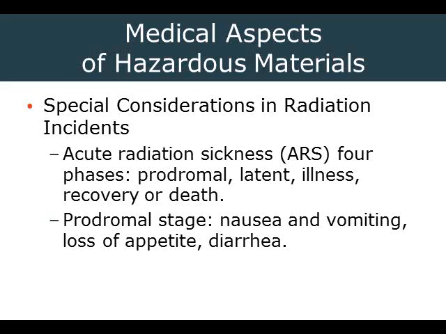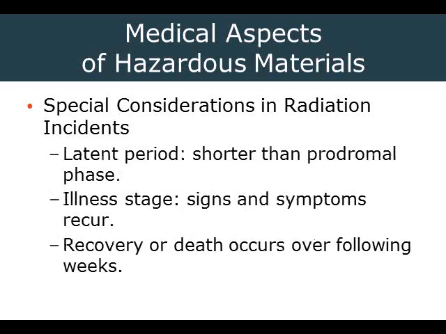Acute radiation sickness has four phases: prodromal, latent, illness, and recovery or death. The prodromal stage is when you see things such as nausea, vomiting, loss of appetite, and diarrhea. These are the precursors. The latent period is usually shorter than the prodromal phase, where it starts to build and take longer effects. In the illness stage, you start to see recurrence of different signs and symptoms, potentially even weight loss and hair loss. Recovery or death can occur weeks to months following.